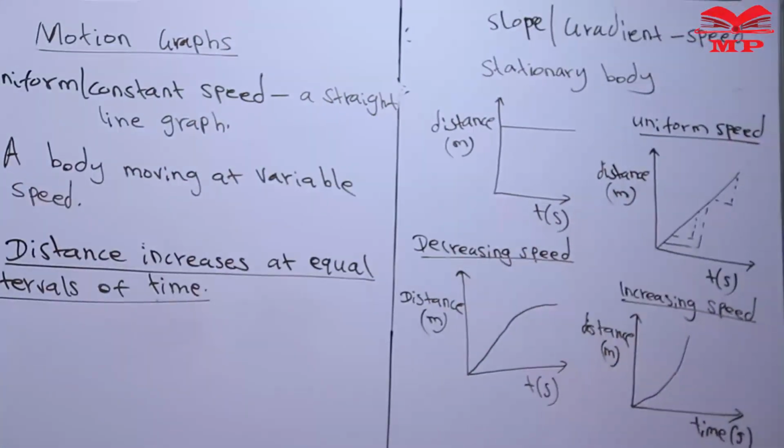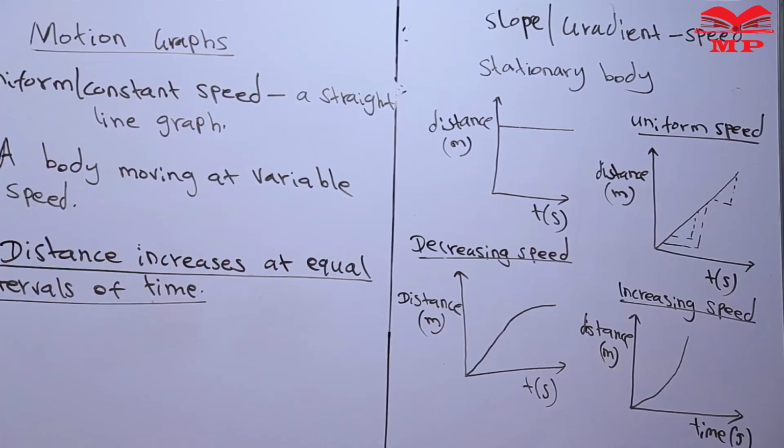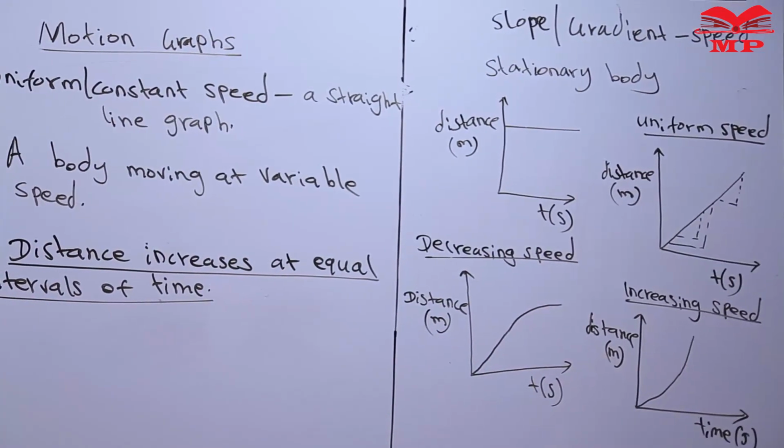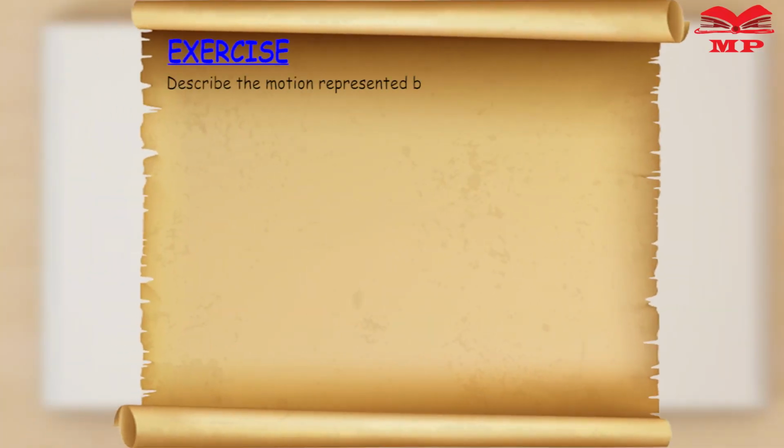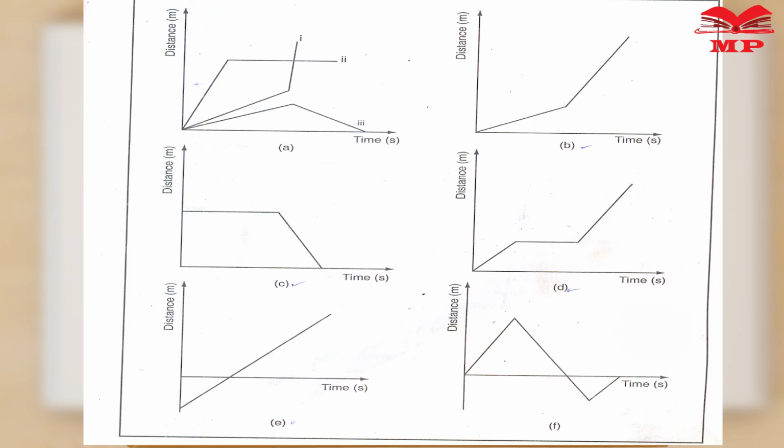So I would like to give you an exercise on describing the motion of the graphs drawn. The question is, describe the motions represented by each of the following motion graphs. You'll describe the motions for part A, B, C, D, E, and F. That is for the distance time graphs.